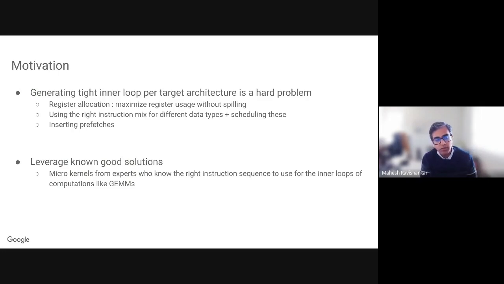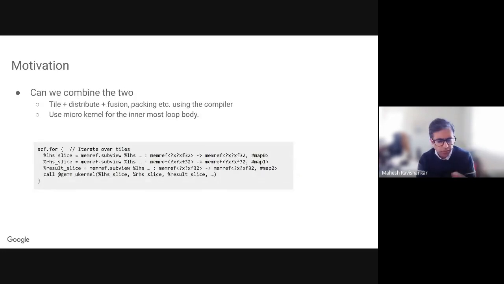Some of the times we can rely on LLVM to do a decent job, but some of the times it's not always going to hit the right sweet spot. So one way to get around this is that there are experts in the domain who understand the exact sequence of instructions you want to generate in your innermost loop for different computation domains, like gemms, for example. And you can leverage those by packaging those instruction sequences into a microkernel and having the compiler call into these microkernels. So this is the motivation for why we wanted a way to call microkernels within the code generation backends.